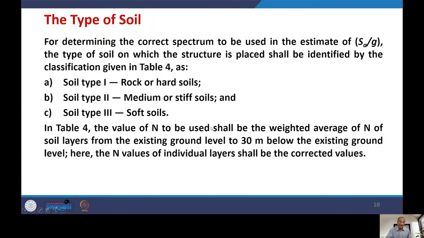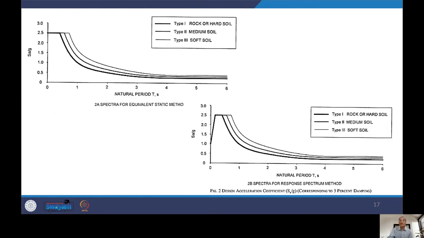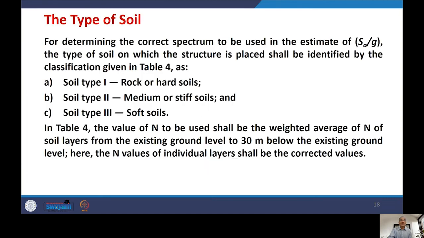Now continue with that. For determining the correct spectrum to be used in the estimate of SA by Z, the type of soil in which the structure is placed shall be identified by the classification given in Table 4. In Table 4, soil type first is rock or hard soil, soil type second is medium or stiff soils, and soil type third is soft soils. So all soft, medium and hard soils, all three, have been covered.